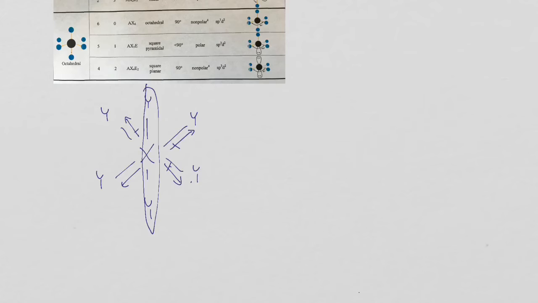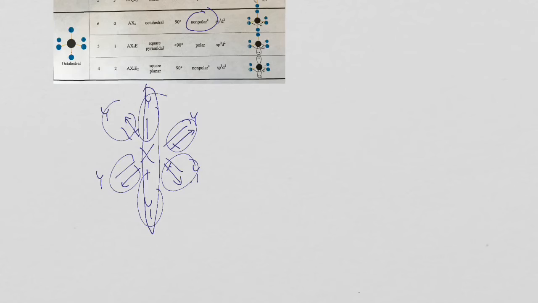Now all the angles here are 90 degrees, as you can see. And because this cancels this, and this cancels this, and this cancels this, you end up with a nonpolar molecule. So things that have 6 domains like this, no lone pairs, are going to be nonpolar molecules, okay?